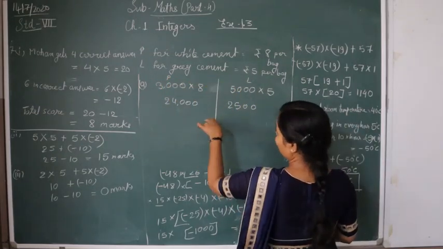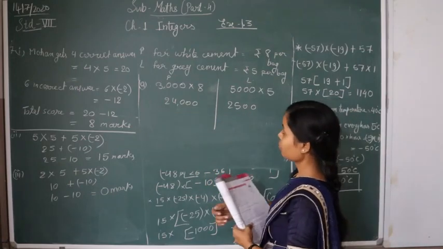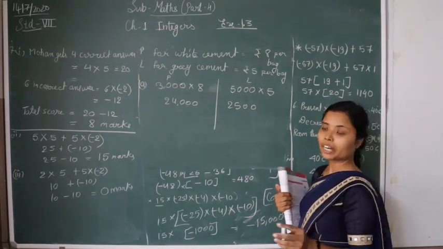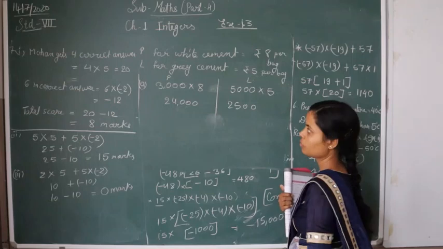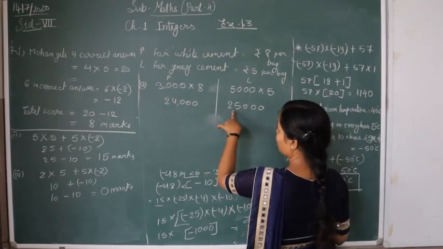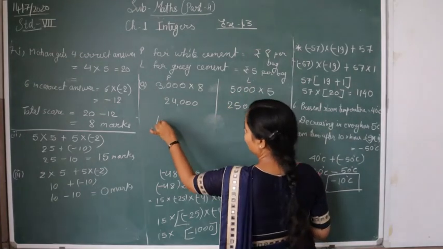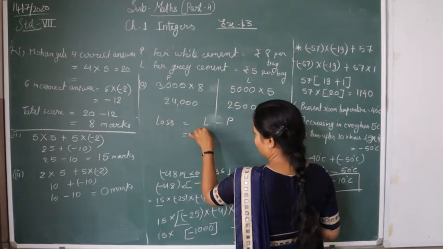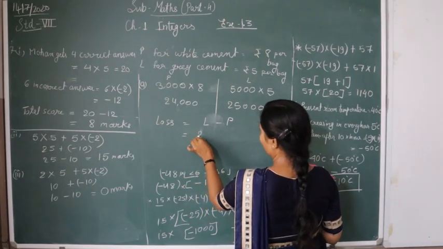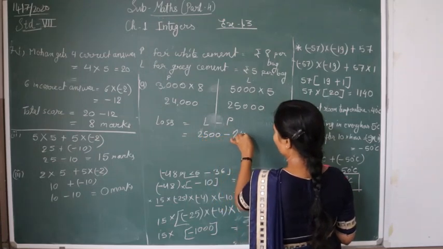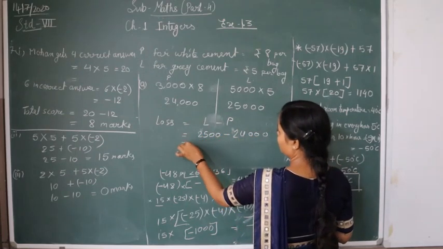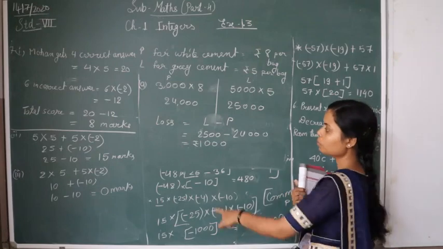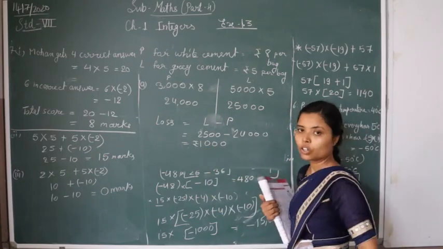Now look here. In both the numbers, we find whether the company gets profit or loss. So we can say that this is 24,000 and this is 25,000. So it gets a loss. When we find the loss, we will find loss minus profit. Loss is 25,000 and the profit is 24,000. And when you subtract, you get the loss of rupees. So the company gets 1,000 rupees loss.